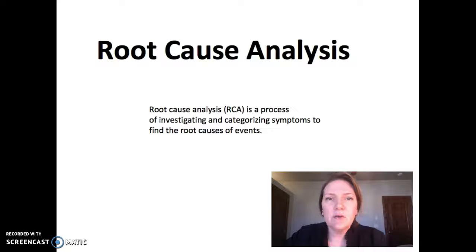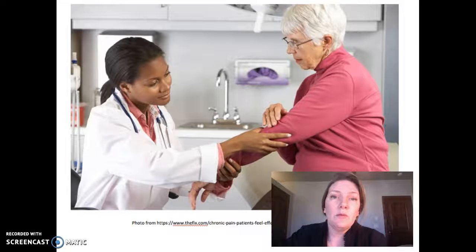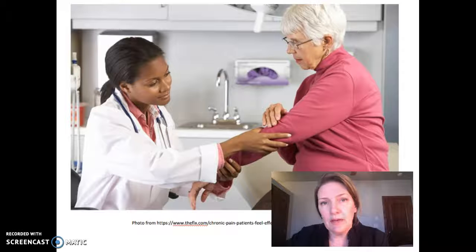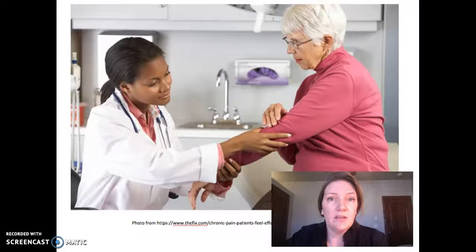Root cause analysis, or RCA, is a process of investigating and categorizing symptoms in order to find the root cause of events. We can think of it like when we go to the doctor and we have some pain. Do we want the doctor to throw on a band-aid or give us medication and heal the symptom? Not heal the symptom, it's not healing, it's covering up the symptom. Or do we want them to try and find the root cause of the problem? One thing they could do is an MRI or an X-ray or muscle test or things like that in order to find the root cause.